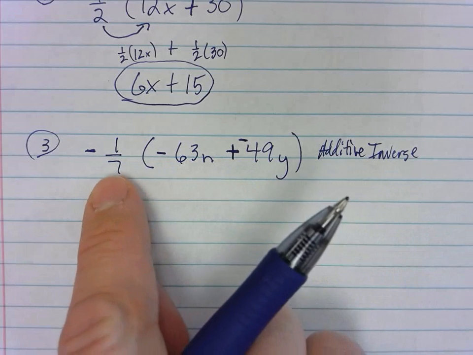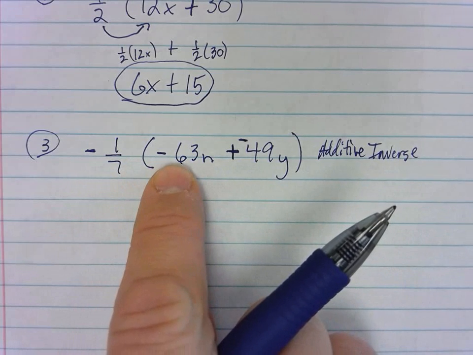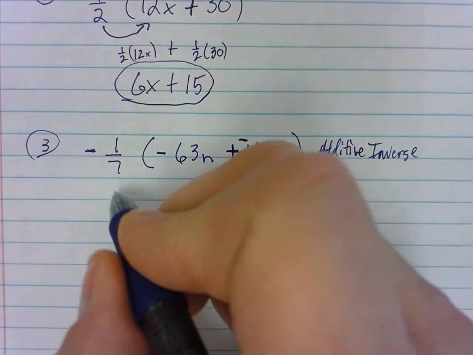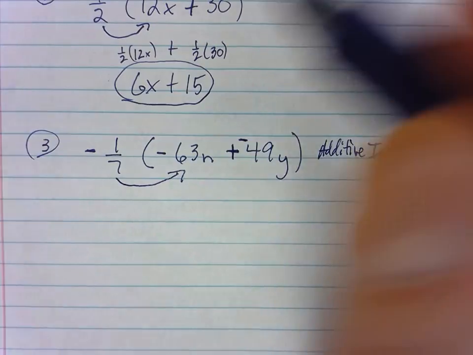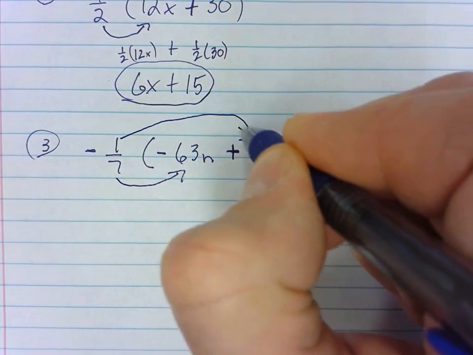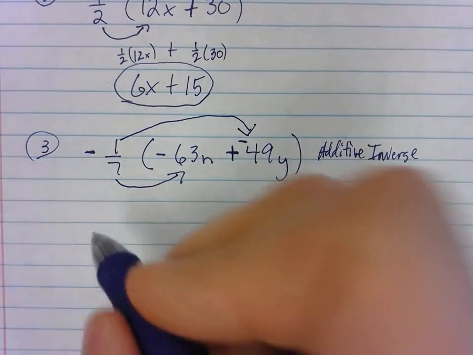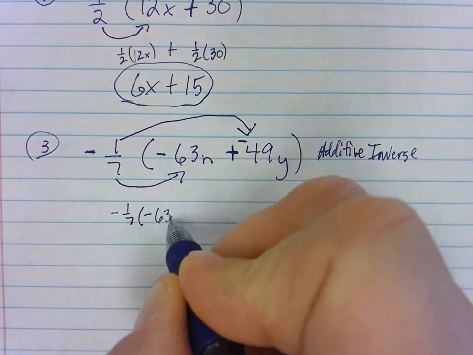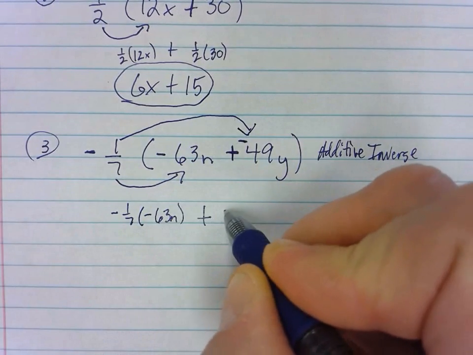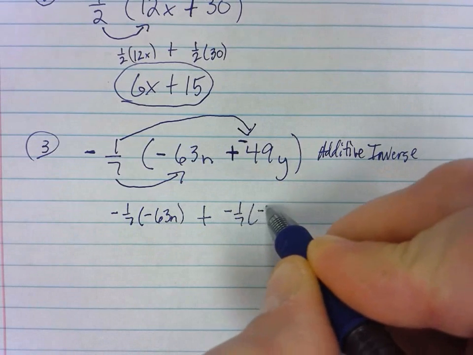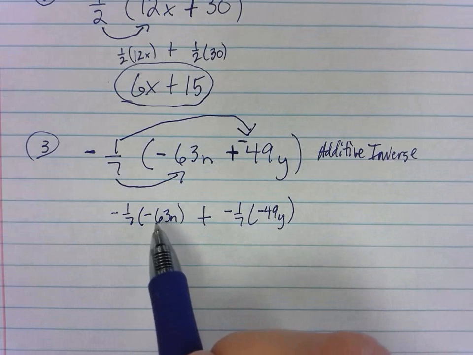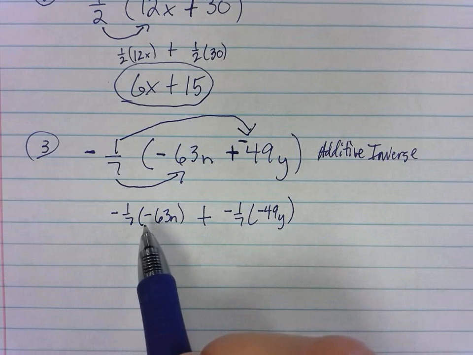So I'm just going to ask you, what's a negative times a negative? And over here, what's a negative times a negative? Alright, let's go ahead and draw our little arrows out. I'm doing it to there, and I'm doing it to there. So I'm doing -1/7 times -63n plus -1/7 times -49y. What's a negative times a negative? That there is a positive.